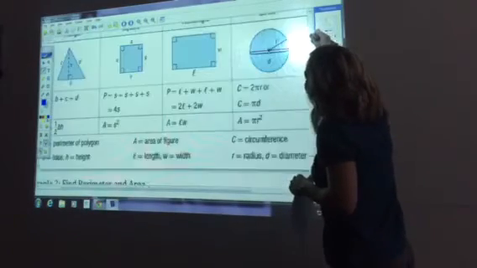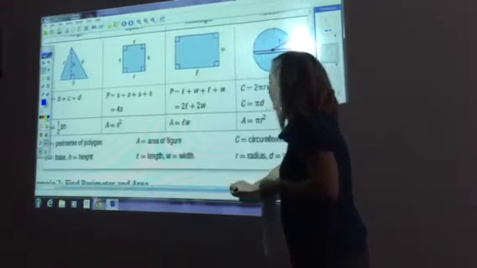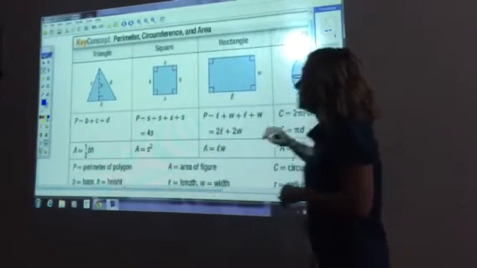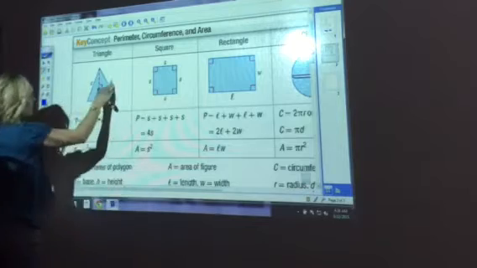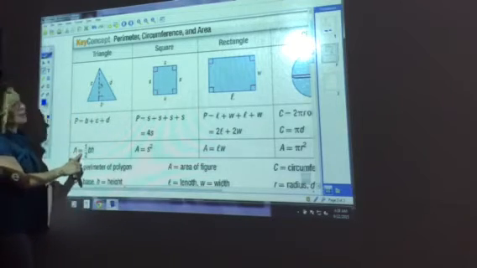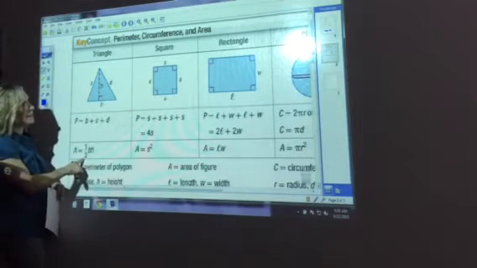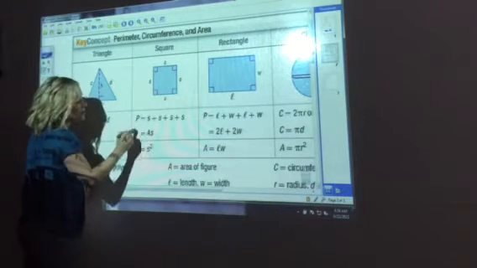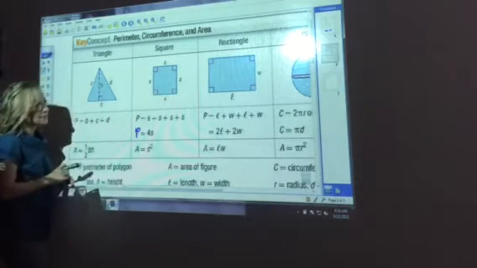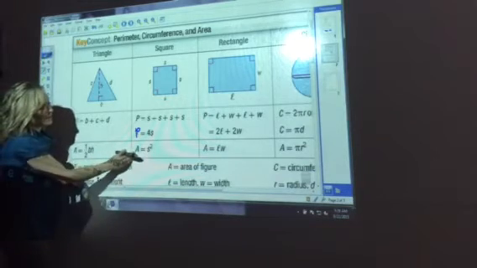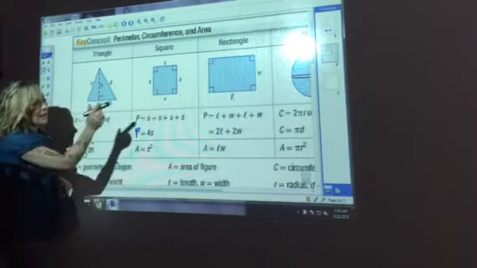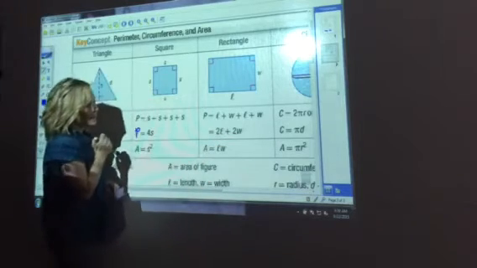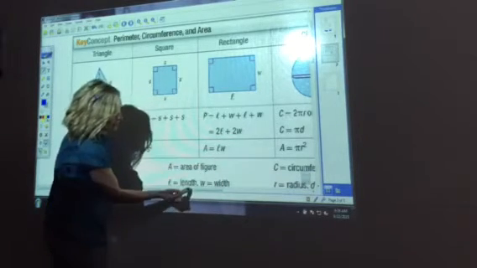Okay, let's move on. Now we're going to talk about formulas, and these are formulas you've seen before. In a triangle, the perimeter, you're adding up all the sides together. Area is 1/2 base times height. In a square, the perimeter, you're adding all your sides together, which is also known as 4 times s. The area of a square is side squared. In a rectangle, the perimeter is 2 times the length plus 2 times the width. The area would be length times width.